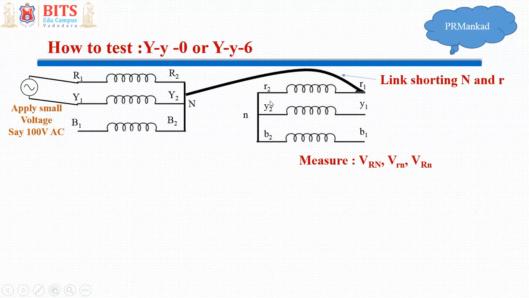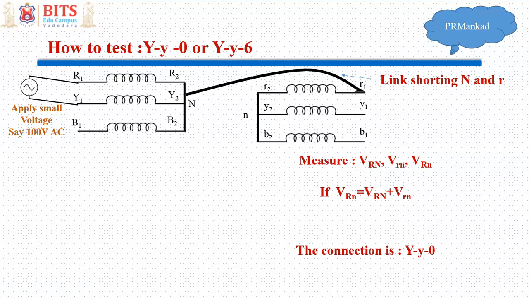Then secondary VRN, that is phase voltage of secondary. And next, the voltage between R phase terminal of primary and the neutral of the secondary, V capital R, V small n. If the equation is in this fashion, that V capital R small n is equal to V capital R V capital N plus V small r V small n, that is the phase voltages of primary and secondary are additive, and the total voltage is between the terminal of R phase primary and neutral of the secondary, then the transformer is YY0 connection.